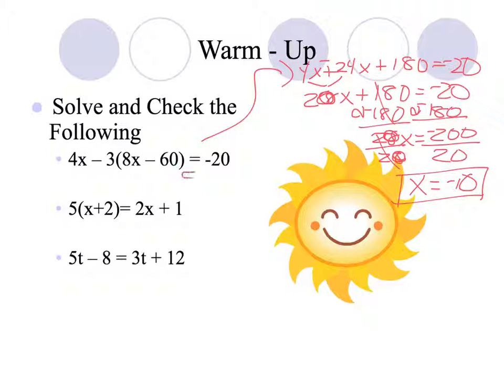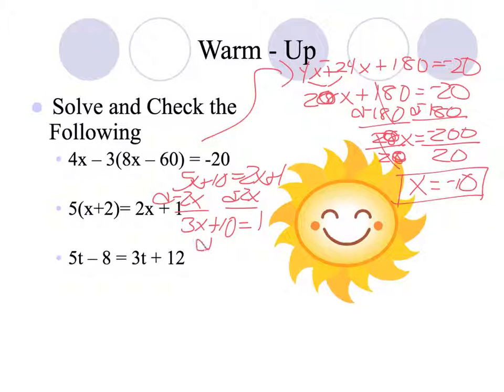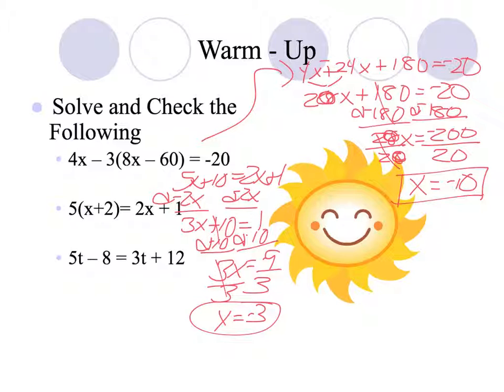Second one, I'm going to get 5x plus 10 equaling 2x plus 1. I'm going to move my 2x over from the left to the right in order to get my variables on the same side. That gives me 3x plus 10 equaling 1. I'm going to add negative 10 to each side. So 3x equals negative 9. Divide by 3, divide by 3. x equals negative 3 for the second one.